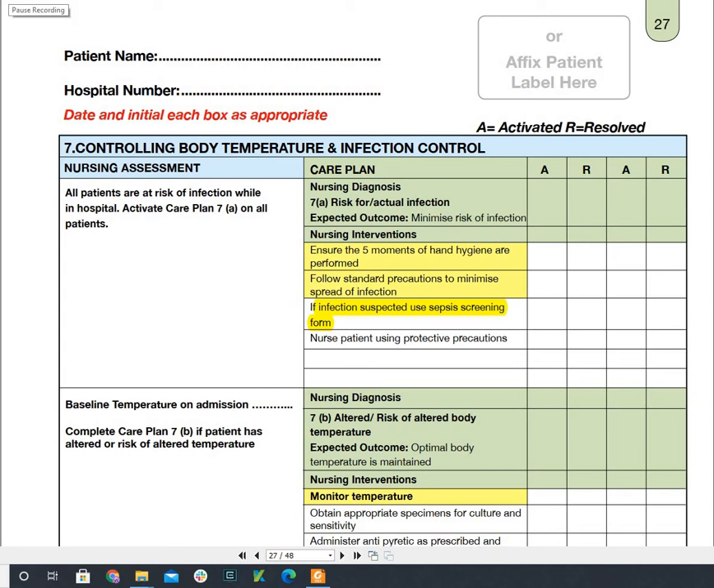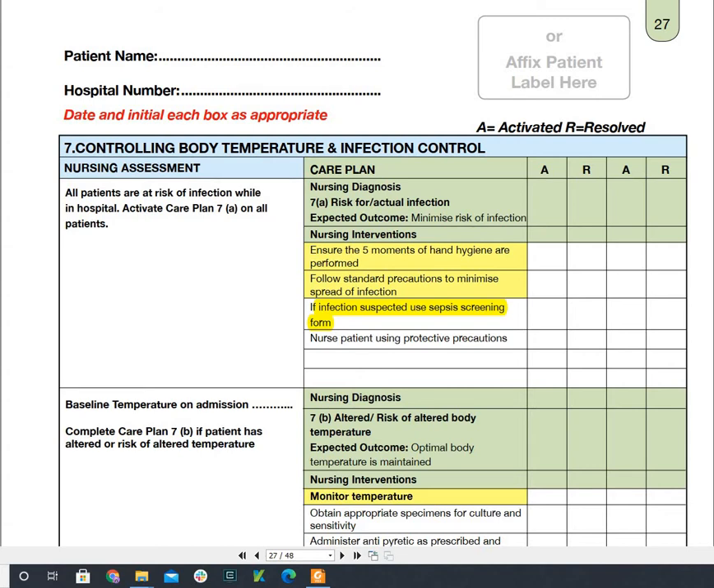This is ADL number 7, Controlling Body Temperature and Infection Control. This begins on page 27 of the nursing document. We'll have a look at the nursing assessment here first. So all patients are at risk of infection while in hospital. Activate Care Plan 7A on all patients.